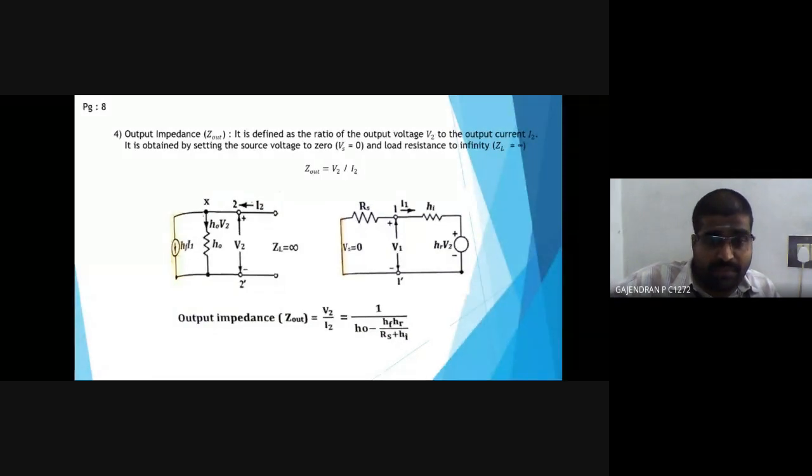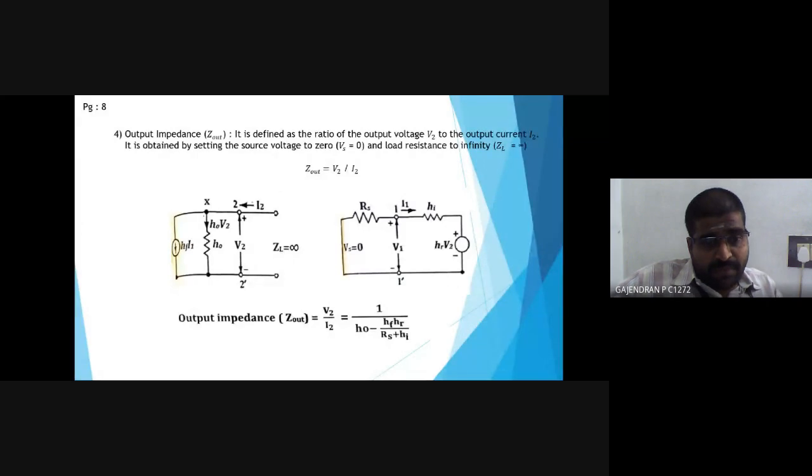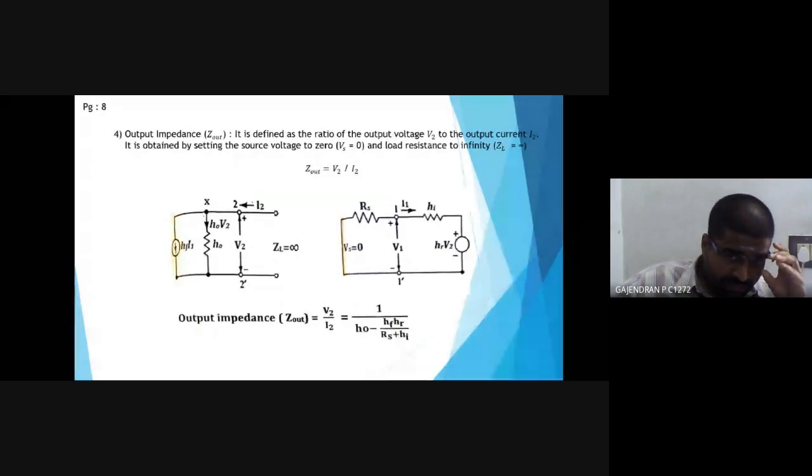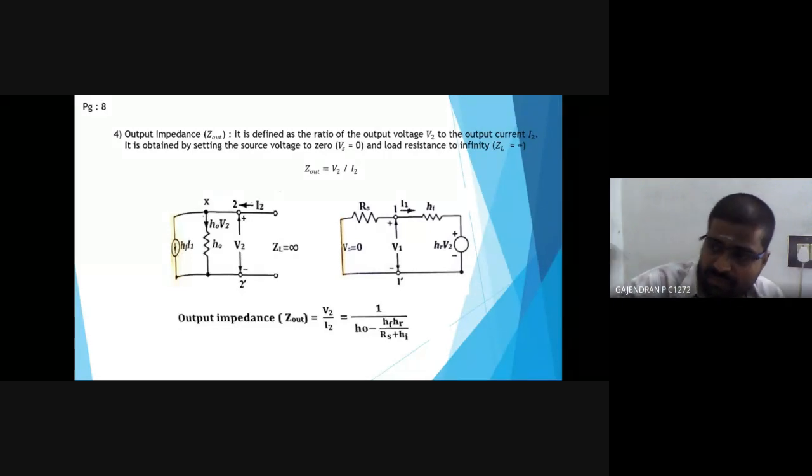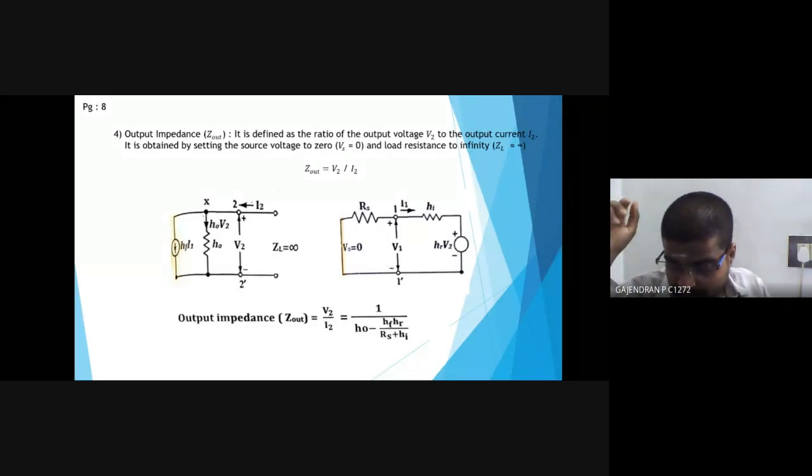If you apply KVL in both of the circuits, you'll get the output impedance Zout equal to 1 by HO minus HF HR by RS plus HI. HO, HF and HR were previously mentioned in the hybrid parameters. You can refer to them to know what they mean.